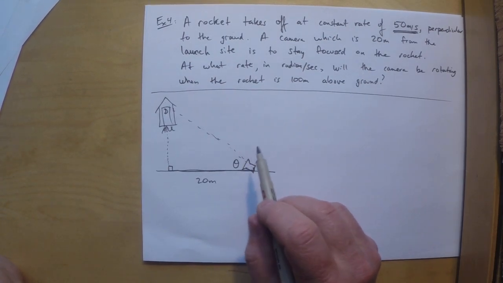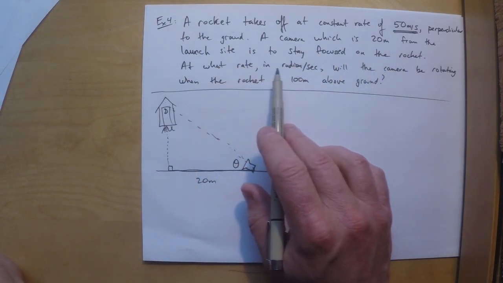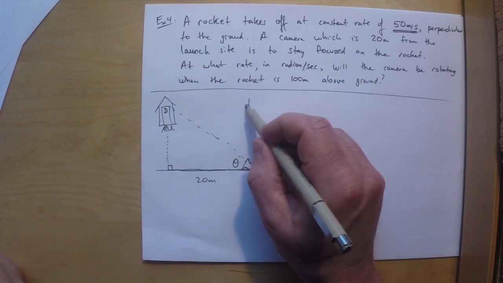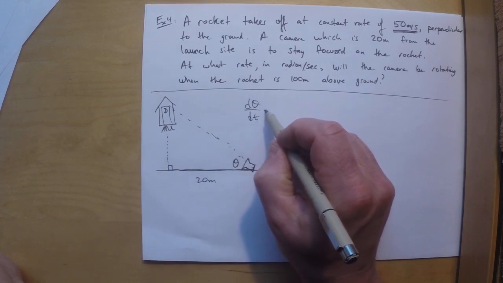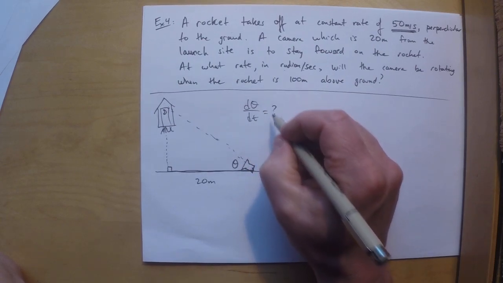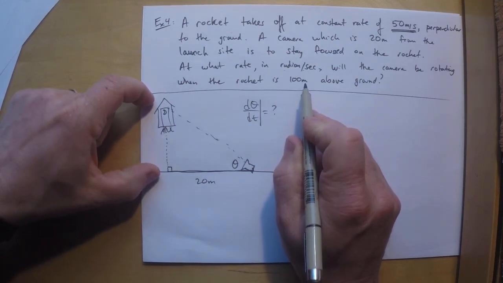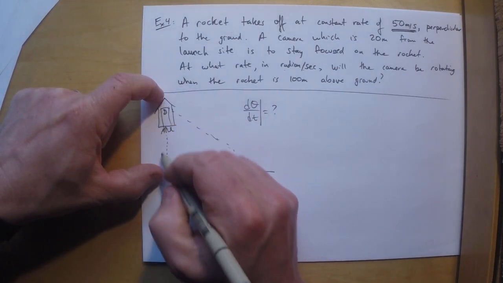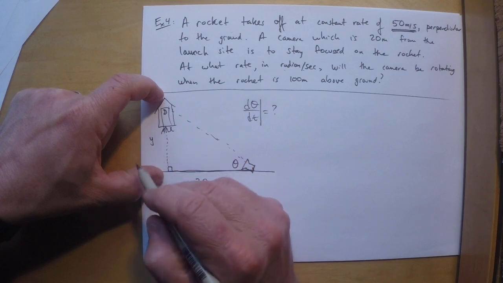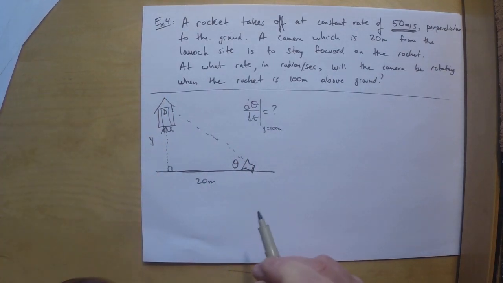And what else do we know from the launch site? Stay focused on the rocket at what rate, in radians per second, will the angle be changing at the instant the rocket is 100 meters above the ground. So I'm going to call this variable here, because that is changing, y. So we want to know when y is 100, how quickly is that changing?